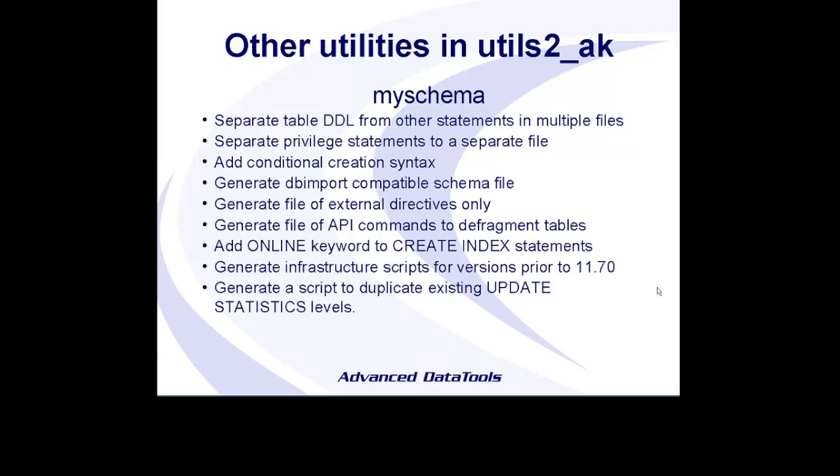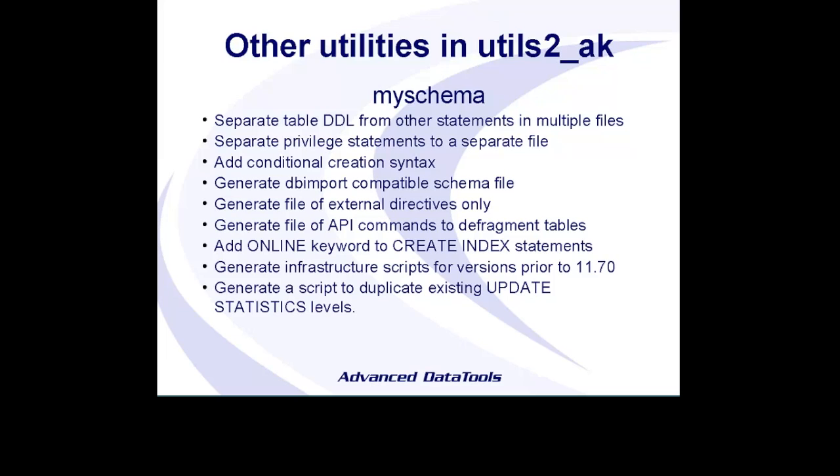Okay. API commands, yeah. So there's an option that will generate a list of API commands to defragment your tables. Really easy, so you don't have to do a lot of typing. Like most of my utilities, all these options exist because I was too lazy to type them myself, and there was a need for it. There's an option to add the online keyword to create index statements. So during the schema creation, indexes will be created in online mode.